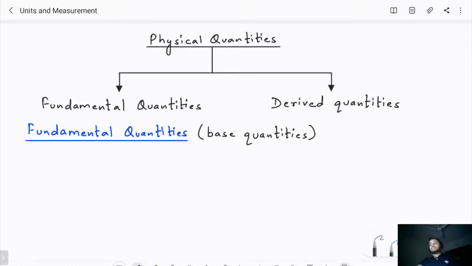Fundamental quantities are the basic quantities. These are the quantities that we measure directly. They don't depend upon any other physical quantities. Generally they don't have any formula which is a combination of other physical quantities. So in a way we can say that they are independent of any other quantity.